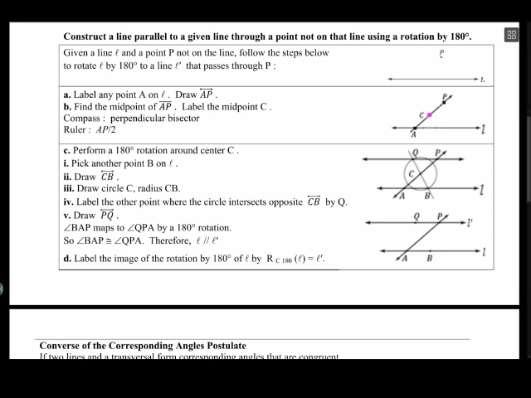So we choose a point A, find our midpoint, and then we go on and choose a point B and draw the line through point C, because what we're going to do is rotate our line L about this point C, and so we want to end up over here, and we just use our compass to rotate 180 degrees, and we draw our line because that's 180 degrees. We end up with two congruent angles, angle BAP and angle QPA. And if you notice, those angles are alternate interior angles, and if alternate interior angles are congruent, then our lines are parallel.